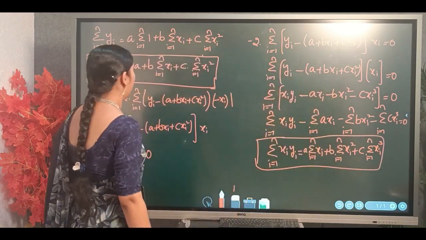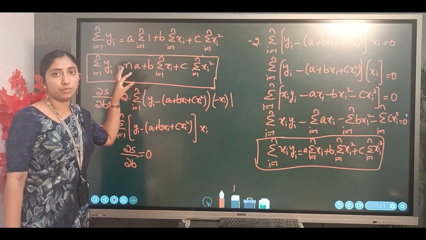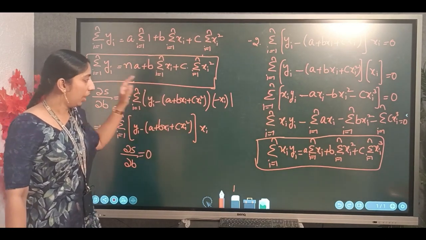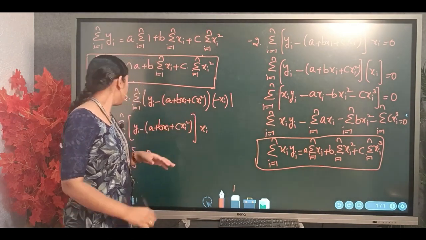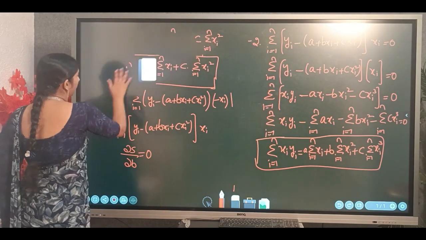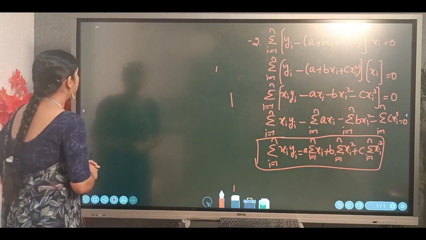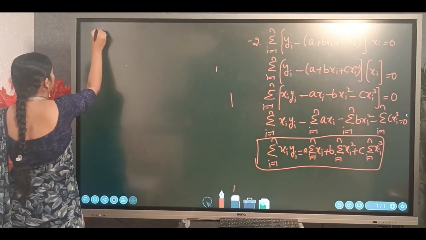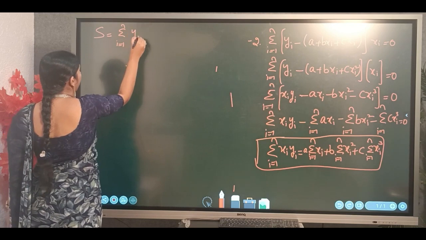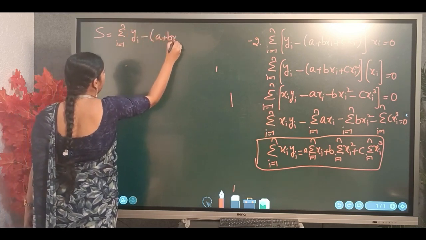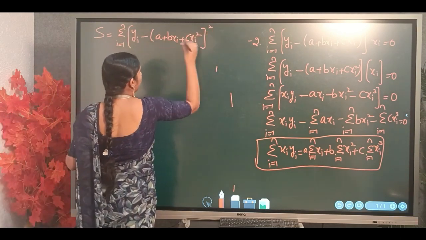Okay. First we found summation i equal to 1 to n of yi. When will we get this? When considering dou s by dou a is equal to 0. And this equation is dou s by dou b is equal to 0. So we have another arbitrary constant, that is c. So for this you have to take dou s by dou c is equal to 0. For this you have to consider, so already we have written this, s is equal to summation i equal to 1 to n of yi minus a plus b xi plus c xi square, whole square.